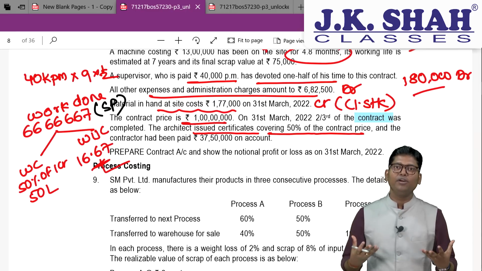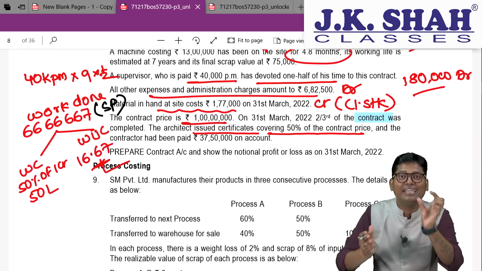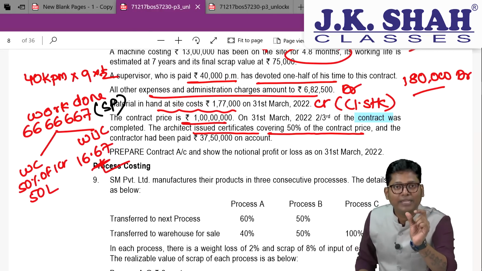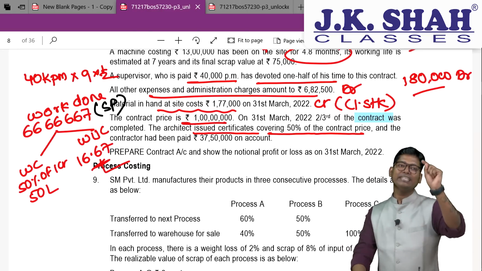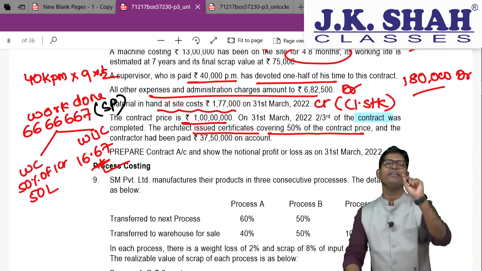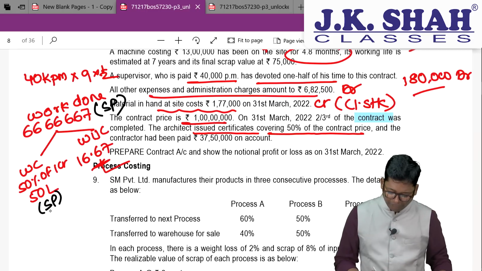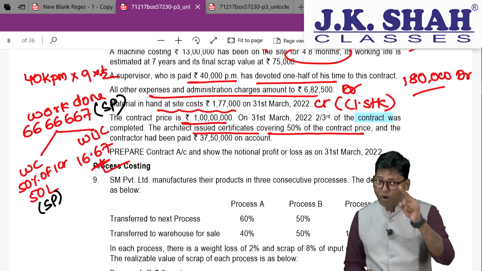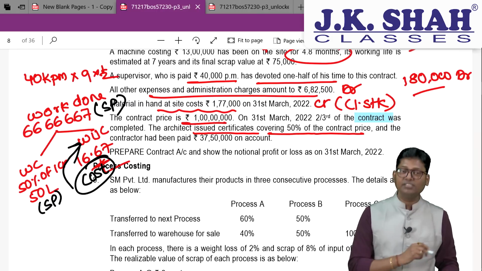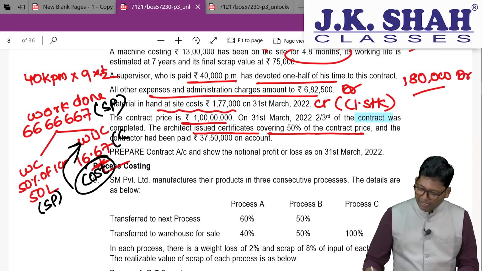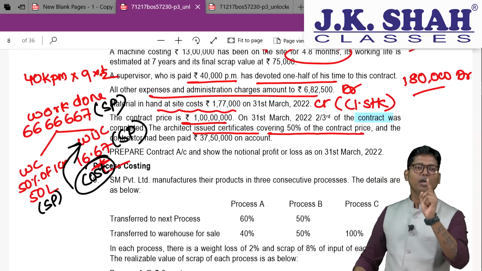The builder, the contractor, is ready to sell his work at that particular price, and that's why that contract price is the selling price, correct? We have computed 2/3 of the entire selling price. So 66,66,666 is my selling price. Work certified, we always record at selling price, but a very important point of this question is that the cost of work uncertified is to be ascertained, whereas the balancing figure which we have computed is the selling price of work uncertified.